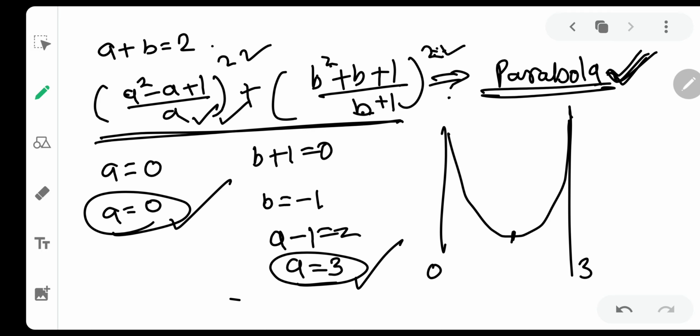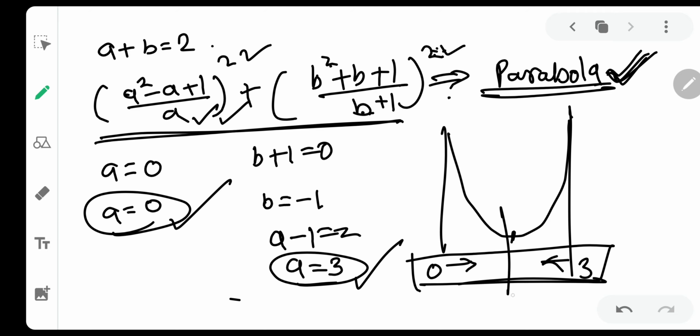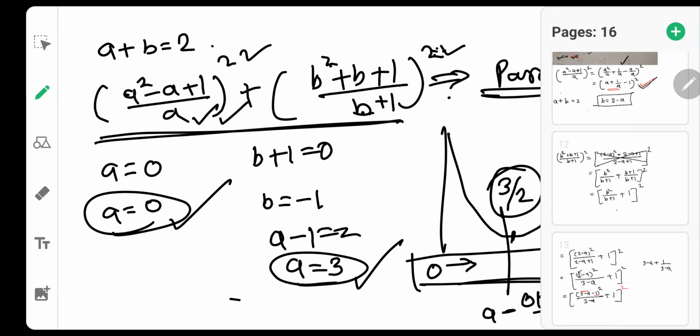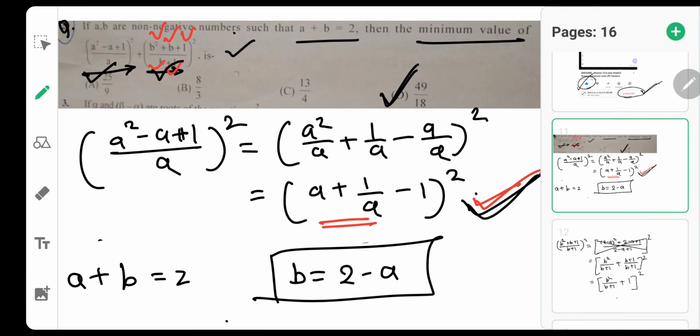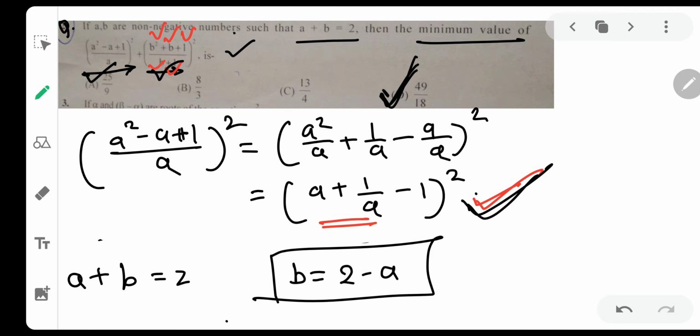The minima will be the value between 0 and 3. So definitely it will be the midpoint of 0 and 3. So the midpoint of 0 and 3 would be 0 plus 3 by 2, and you can very well guess that A comes out to be 3 by 2. So once you substitute the value of A as 3 by 2, you are going to get the minimum value of this question as 49 by 80.